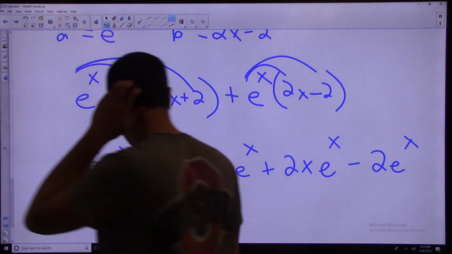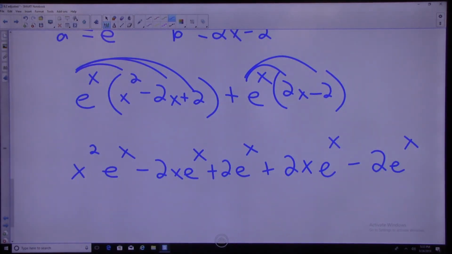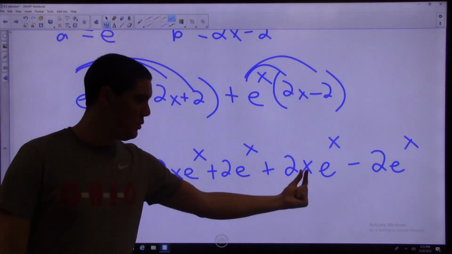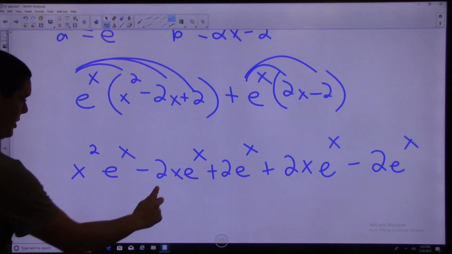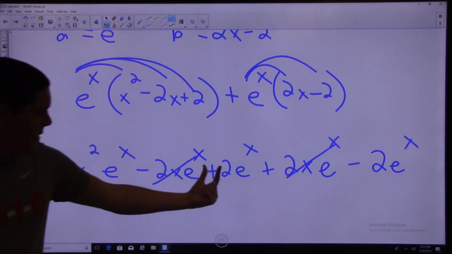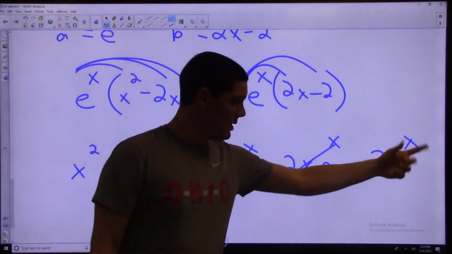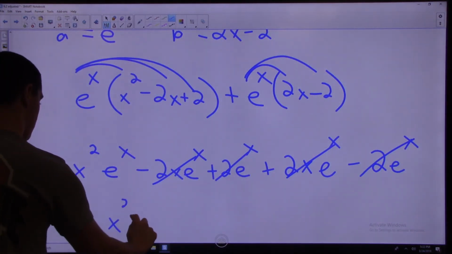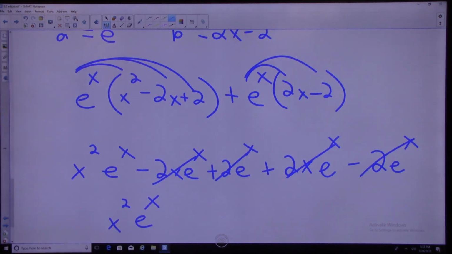Okay, so look at what we have here. Look at your like terms. I see I've got a negative 2x e to the x, and a positive 2x e to the x. So those undo each other. Those add to equal 0. They cancel. And same thing here. We got 2e to the x minus 2e to the x. Well, look at that. X squared e to the x. Looks good. Looks like we got it right.